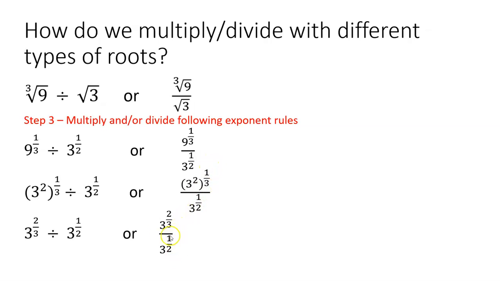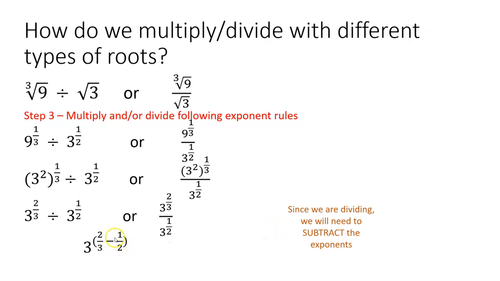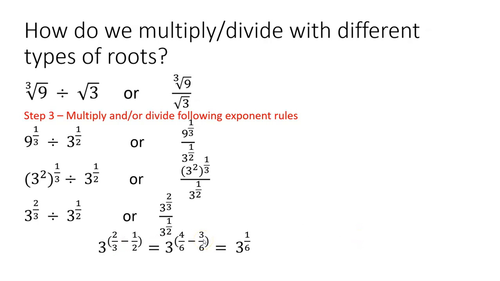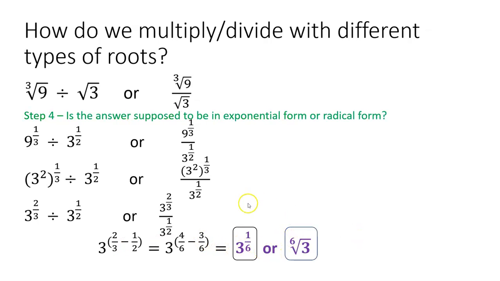We have to realize that fractions are division problems. So we have to subtract these exponents. And that takes us to the same place we were previously. 3 to the 2/3 power minus the 1/2 power. And that's going to get us eventually to the same answers we had, depending on if the answer would need to be in exponential form or radical form.